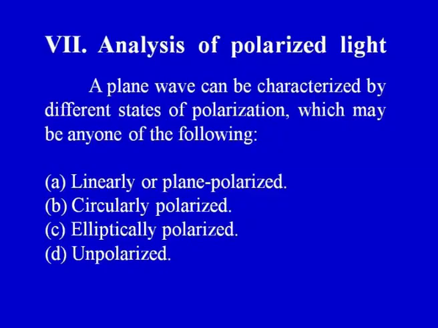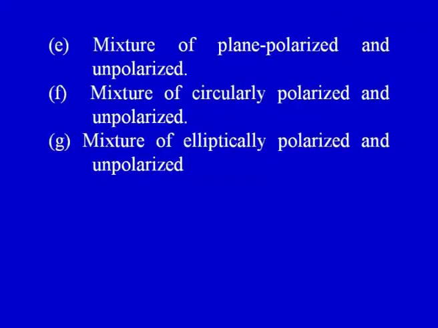Let us now consider the analysis of polarized light. A plane wave can be characterized by different states of polarization, as we have seen during the course of this lecture. It may be any one of the following. A, it could be a linearly polarized light, B, it could be a circularly polarized light, C, it could be elliptically polarized light, and D, it may be just unpolarized. Or in addition to all these four cases, E, it could be a mixture of plane polarized light and unpolarized light, it could be a mixture of circularly polarized light and unpolarized light, or it could be a mixture of elliptically polarized light and unpolarized light.